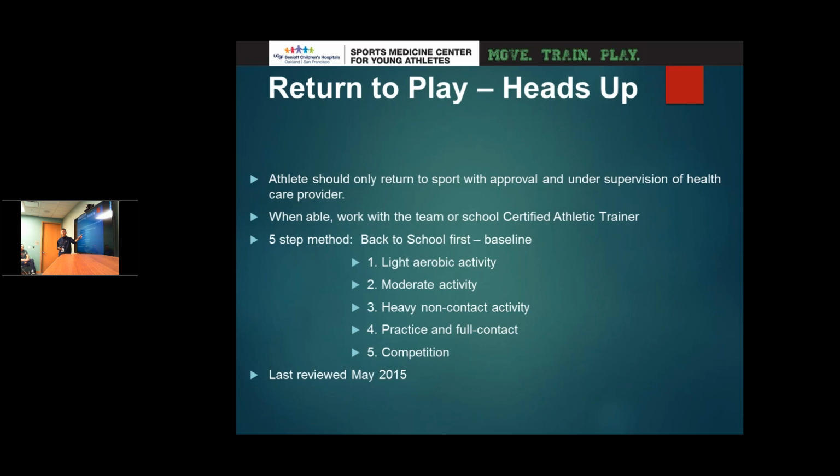The one thing I did like immediately was that their first step is you need to be back to school before you can start any return to play. So they went through the 5, and I was like, all right, well, that's a little different than what I know. It's a little different from what I've read recently. It's not too different. And then I scrolled down to the bottom just to check, and the last time that the webpage was reviewed or anything was changed was May of 2015.